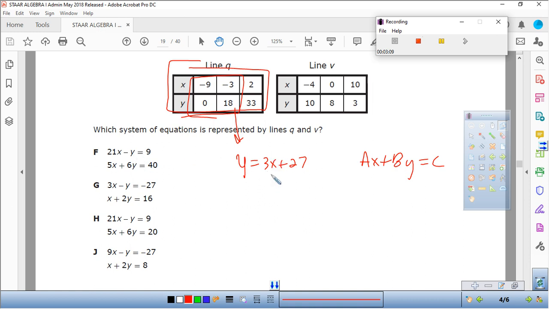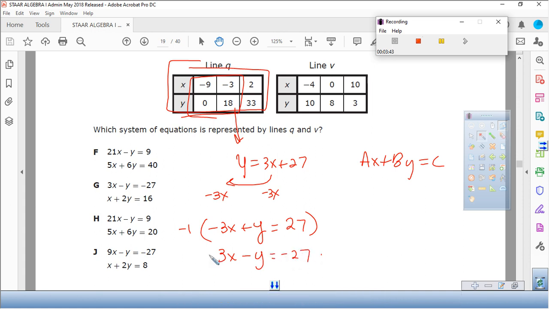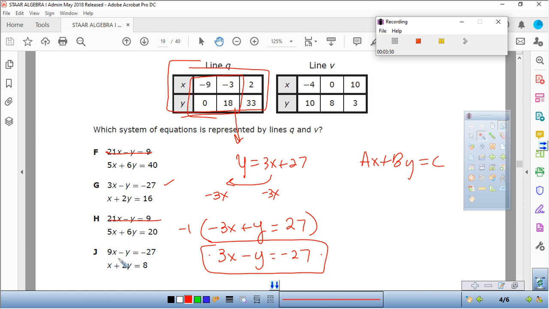For standard form, I just need to move this 3x over here. So minus 3x, negative 3x plus y is equal to 27. Now, that's not the answer. The reason is because in this situation right here, you can't have A be negative. So you get this whole thing, multiply by -1, and you have 3x minus y equals negative 27. Now let's get this one here. Oops, those are not bad. Look at this. Look for it here. No? Yes? No? No?